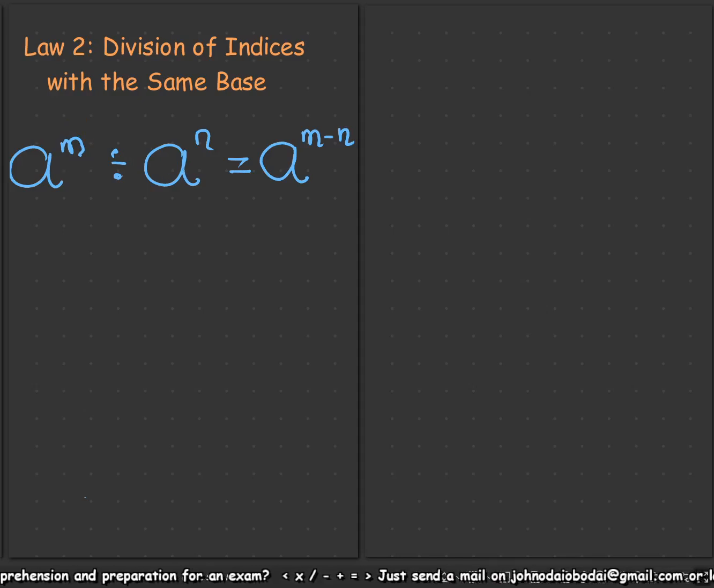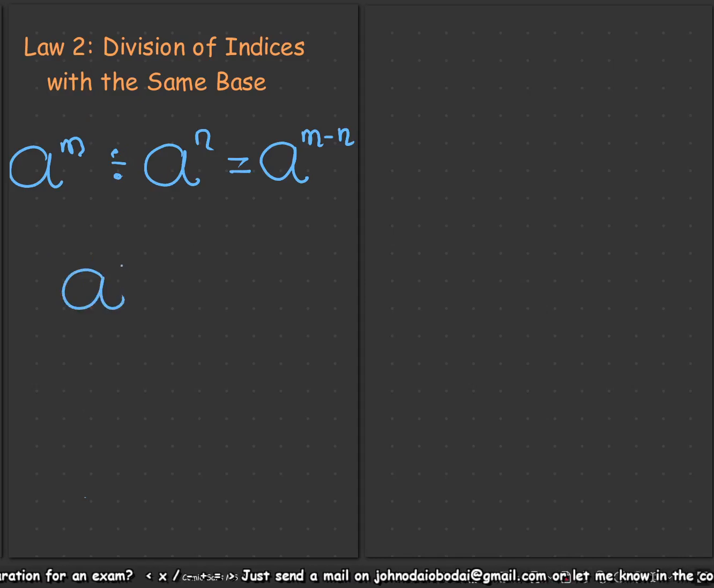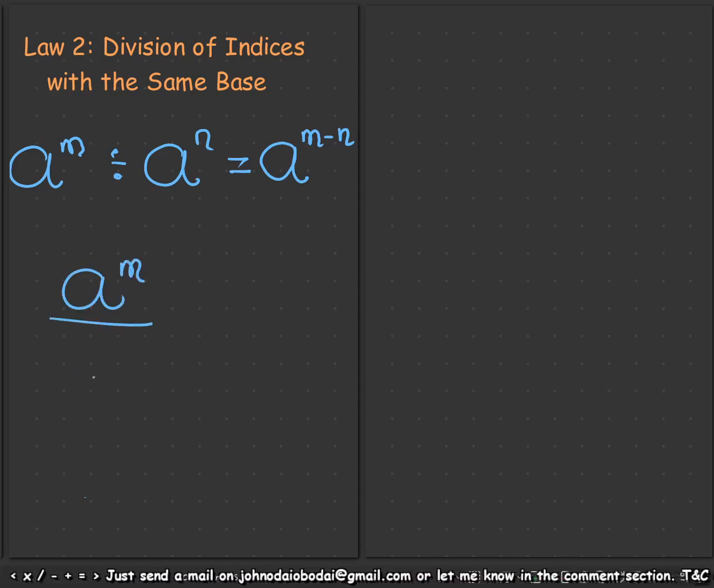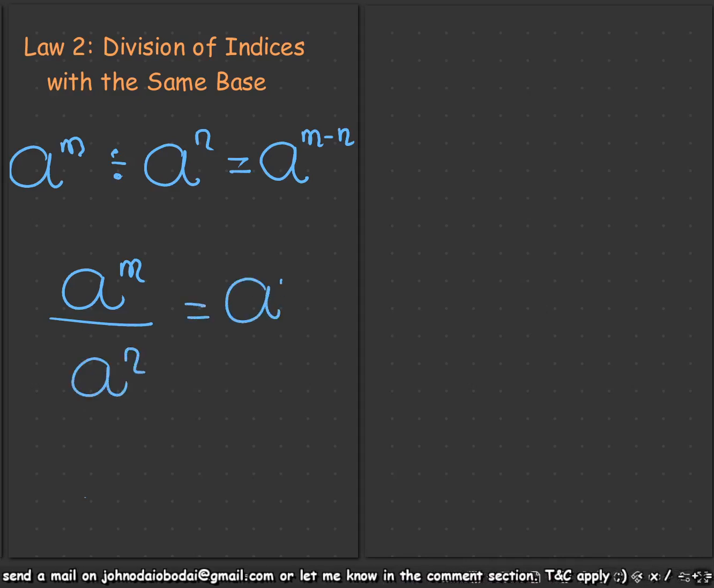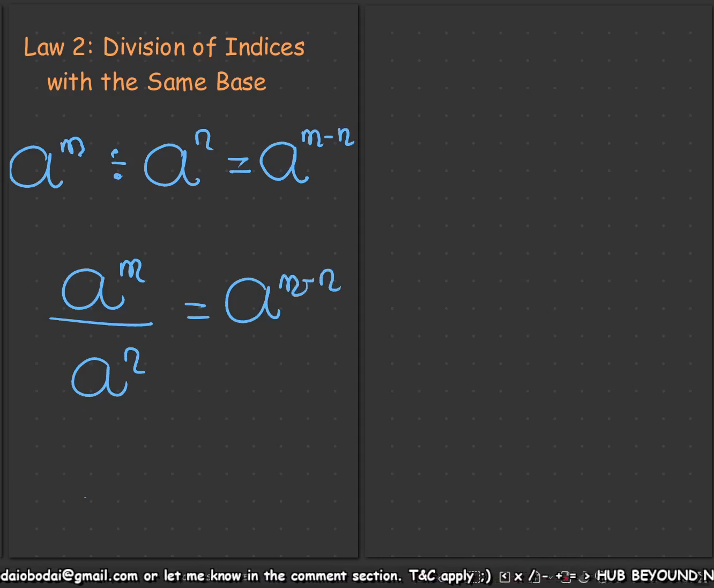As simple as that. It can be written or interpreted as a to the power m all over a to the power n, you know that also means division, which should give us a to the power m minus n. That is all. So when dividing powers with the same base, just subtract the exponent. All right. Let's look at some examples just to enhance our understanding.